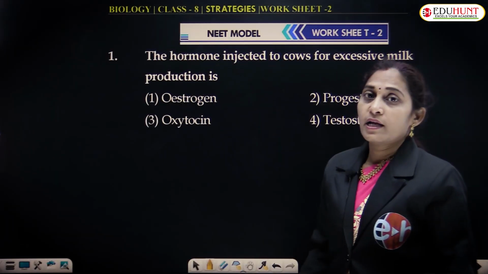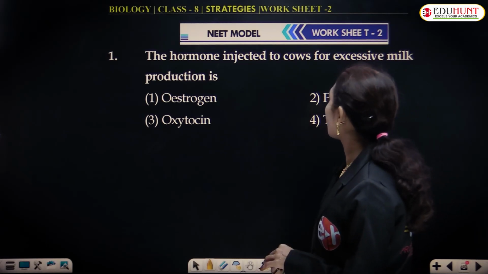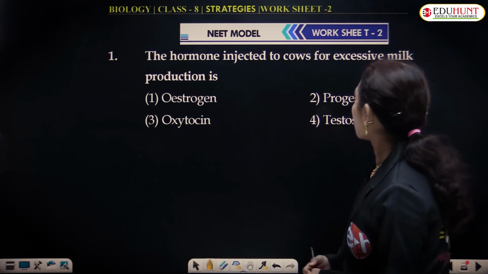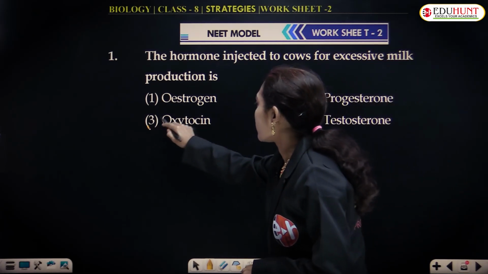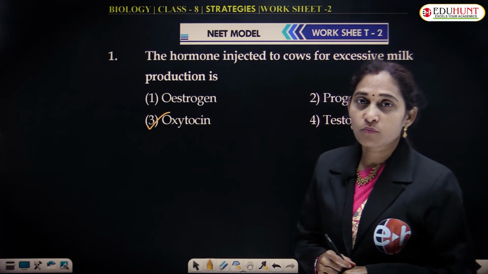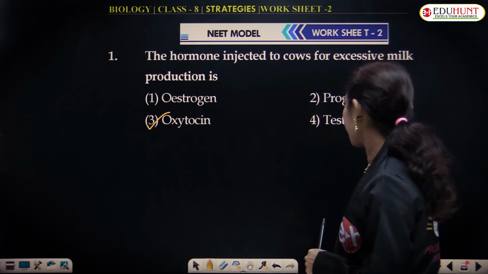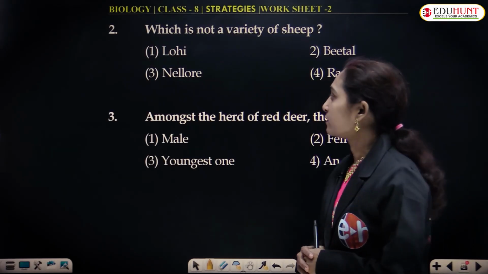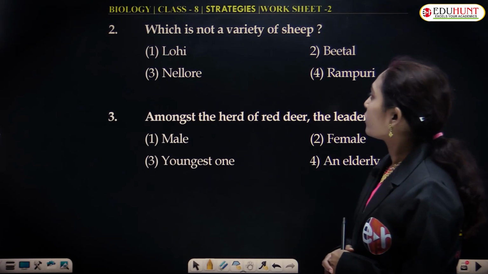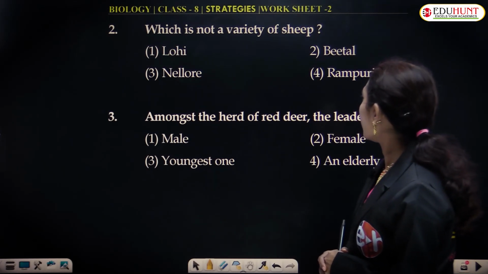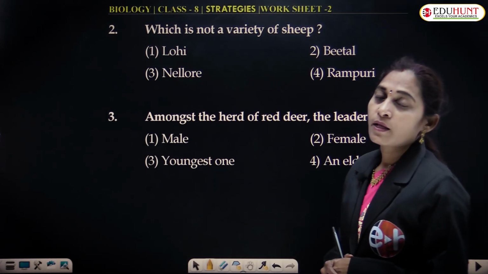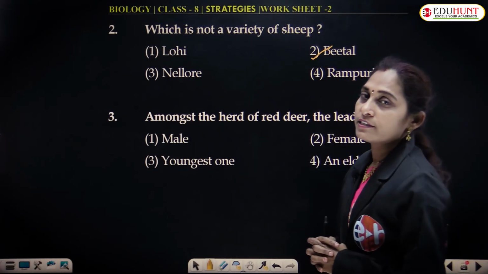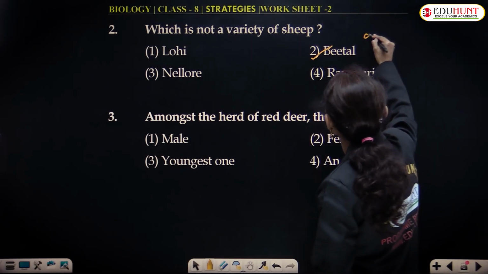The hormone injected to cows for excessive milk production is oxytocin. Oxytocin is the hormone responsible for high milk production. It stimulates milk production. Which is not a variety of sheep: Lohi, Nellore, Beetle and Rampuri. Among these, Beetle is not a sheep variety, it is a variety of goat.